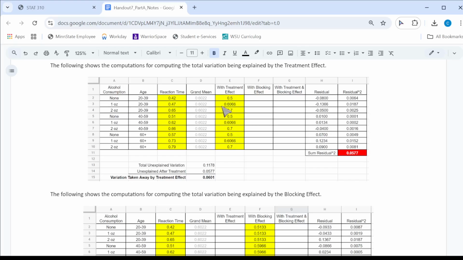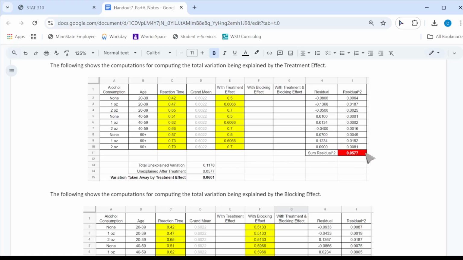I'm then going to get the average reaction time for those in the 1 ounce group. So that's going to be 0.47, 0.62, and 0.73. I'm going to use my model to get these effects here again. That's going to be about 0.6. And then the high alcohol group, the 2 ounce, is going to be about 0.7. So notice that these estimates here are based on just what alcohol group they were in: none, 1 ounce, 2 ounce, so 0.5, 0.6066, 0.7.